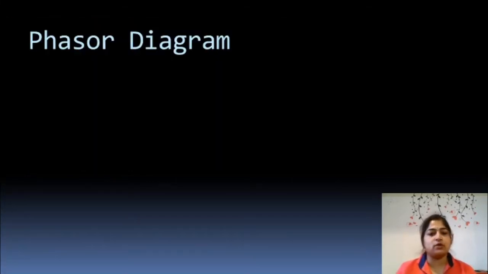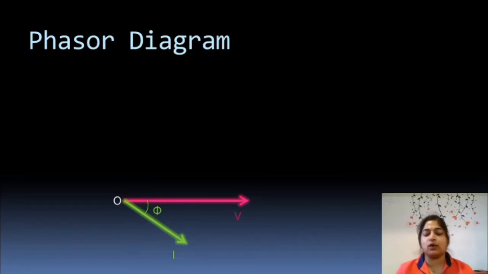We will again go step by step. First step is to draw reference. The reference is V vector. I have drawn V vector here. And then the second step is to draw current. So this is the current lagging voltage by angle phi, because we are discussing the lagging load. So current I will be lagging voltage by angle phi, which is our power factor angle. This is our second step.